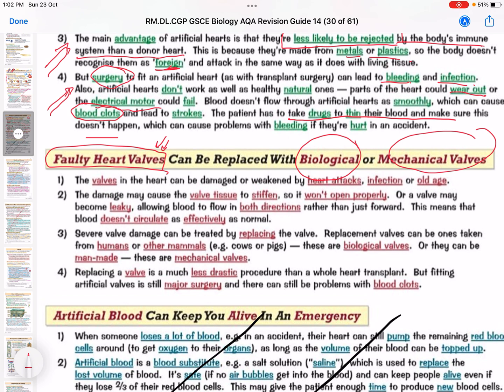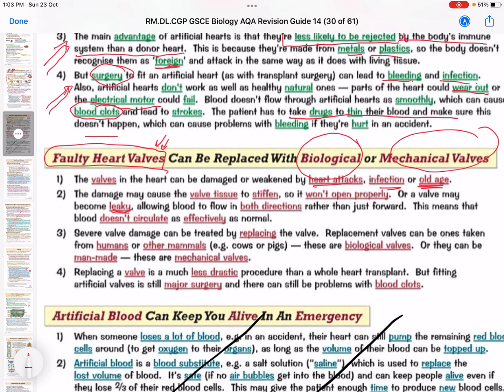Okay, so what causes these valves to deteriorate in the first place? They could be damaged or weakened because of old age, mainly infection, or heart attack. There are many reasons, so they're not working properly. Sometimes they may leak, allowing the blood to flow in both directions, not only in one direction, as I explained. So this means that the blood does not circulate effectively, which will affect your whole performance.